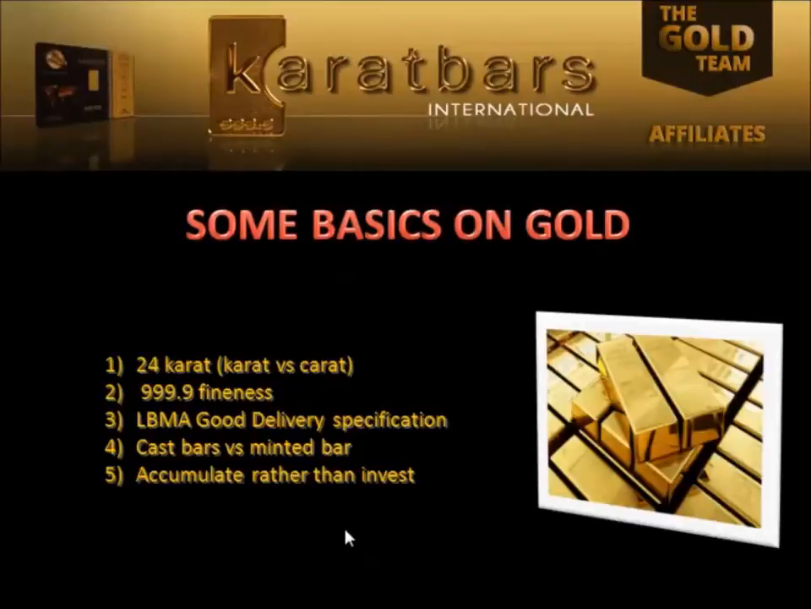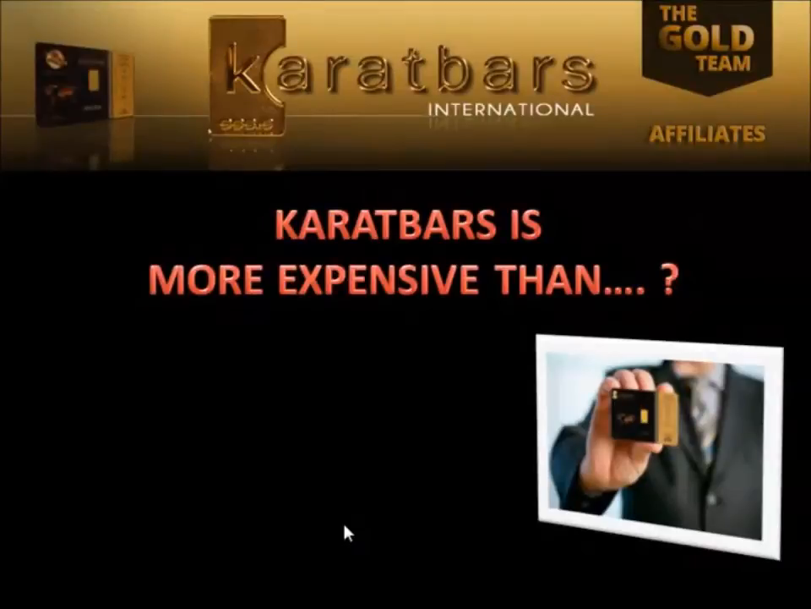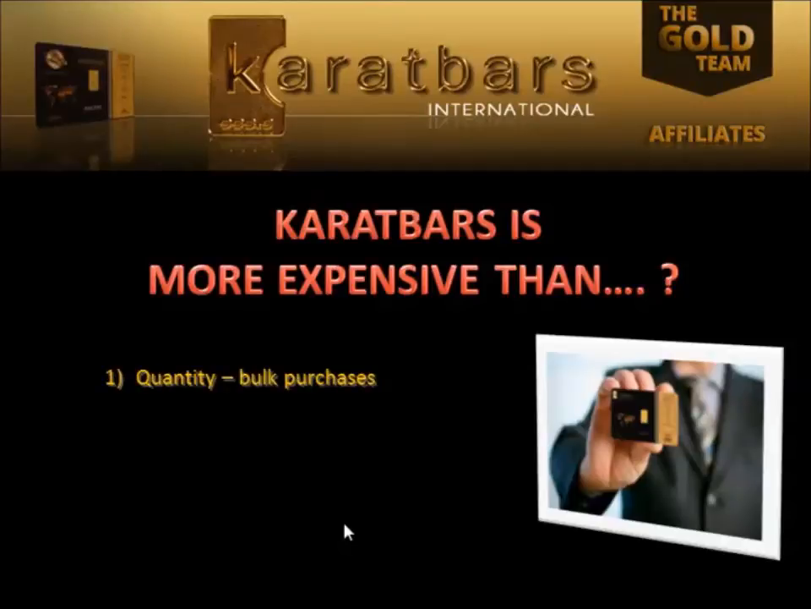Okay, accumulating rather than invest. That's the basics of gold. So the next one is let's compare Karatbars and see if it is more expensive. Why is that so? The first thing is buying in quantity, which I've already touched upon. If you're going to buy gold by the kilogram, you're going to buy it at a much better price than you would buying it by the gram or an ounce. You'll buy an ounce much cheaper, equivalent, than buying at 1, 5, 2.5 grams. So the greater the quantity you buy, the less the unit price becomes.